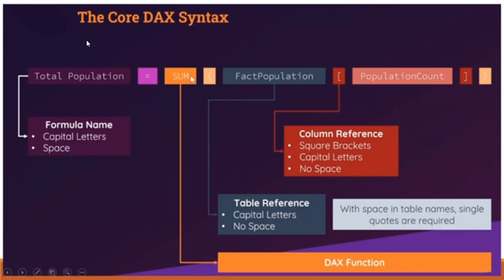Sum means you're calculating the total, right? So we are calculating the total population, where we are applying the sum function on the column population count, and this particular column is present in the fact population table. Now, please remember this. Whenever you specify a column reference in a DAX syntax or in a DAX formula, you have to mention it in square brackets.